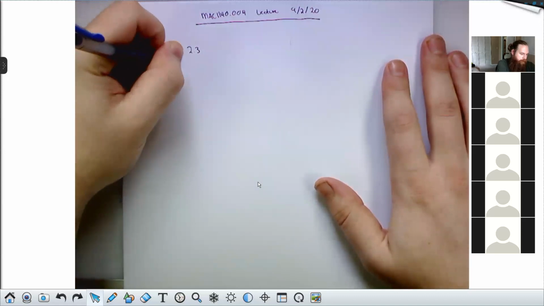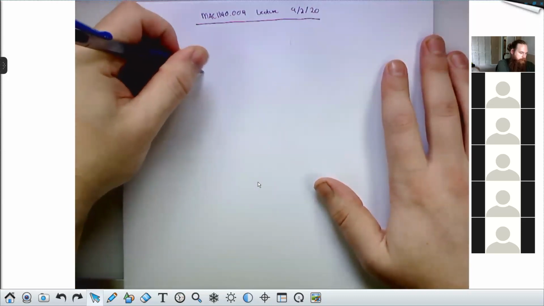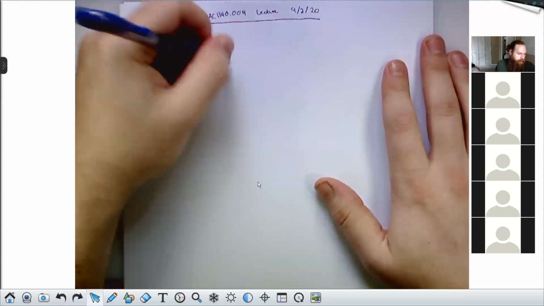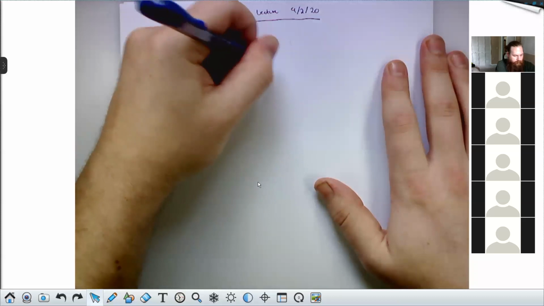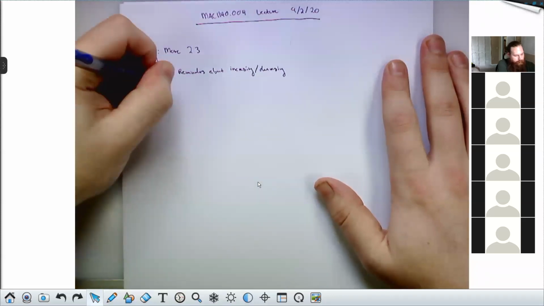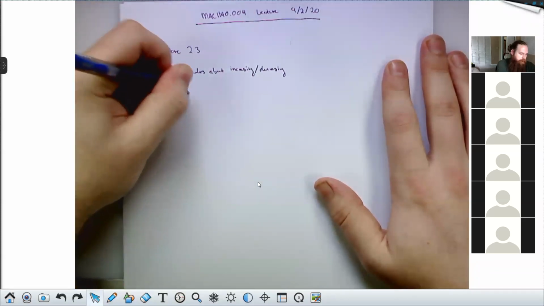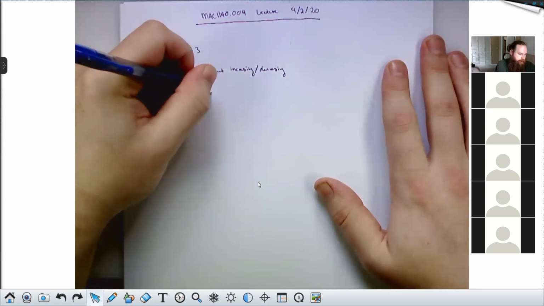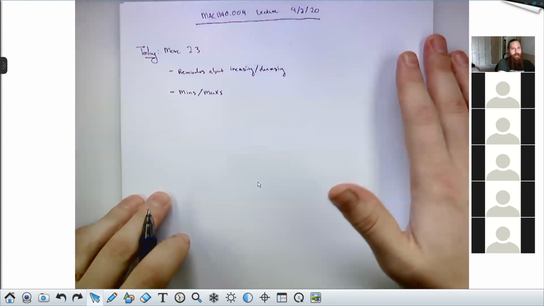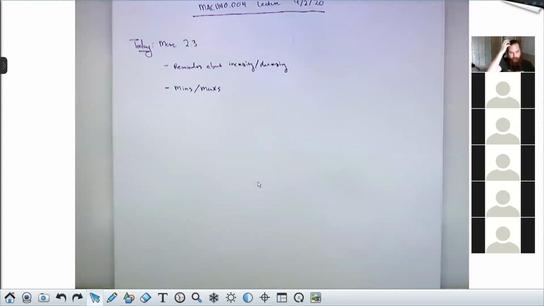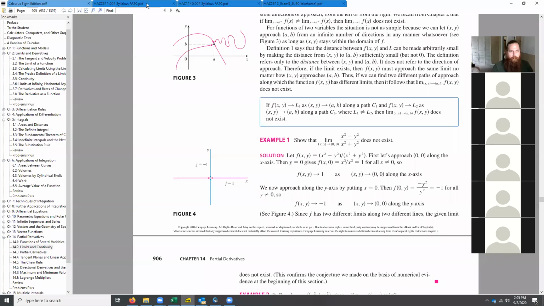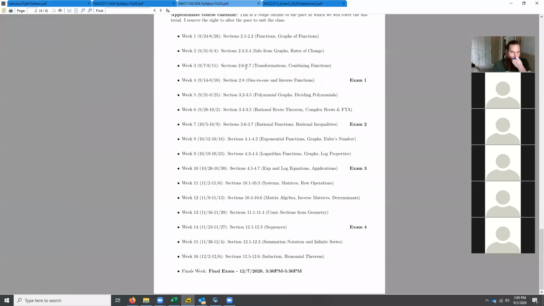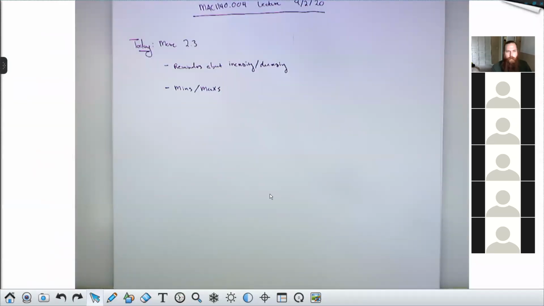I'm going to remind you about increasing and decreasing. And then we're going to talk about mins and maxes. And then I think, are we going to talk about rates of change this week, or is that next week? I'm making sure I'm not missing anything that we intended this week. Yeah, we do want to talk about rates of change. Okay, so we've got quite a bit today.